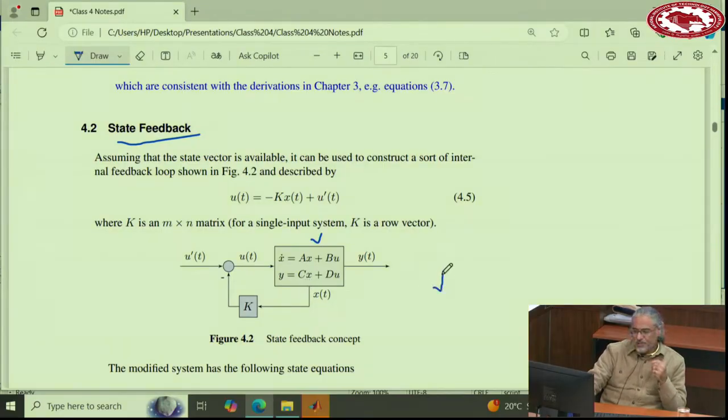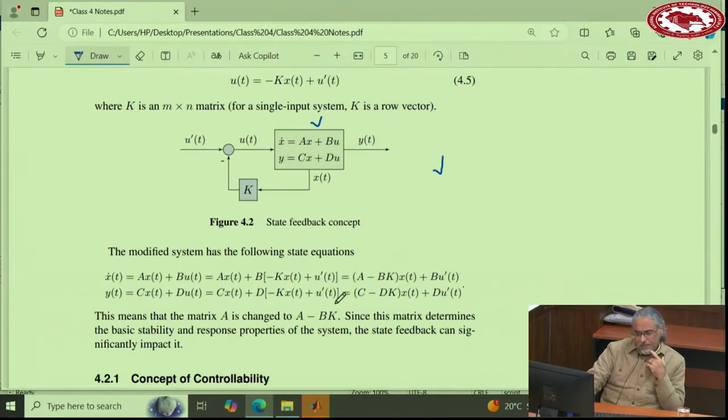So this is a generalization of virtual resistance. You remember virtual resistance was extremely helpful in stabilizing the converter. In general, this is even stronger than the virtual resistance that we had there. Okay, now let's see what this state feedback can do for us.